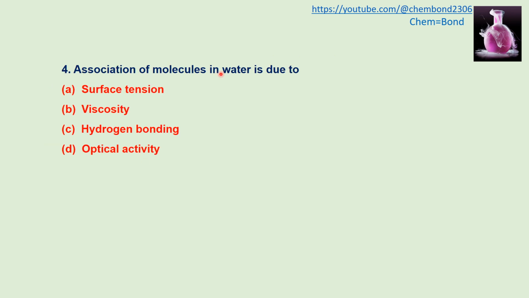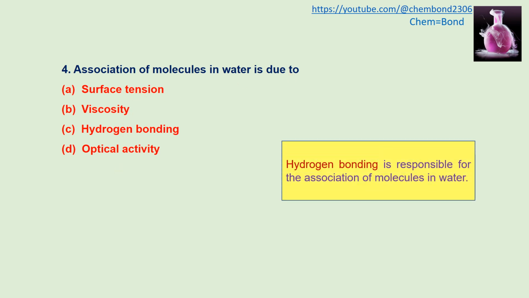Association of molecules in water is due to surface tension, viscosity, hydrogen bonding, or optical activity? Hydrogen bonding is responsible for the association of water molecules because it is the intermolecular force of attraction that will associate 2, 3 and more water molecules.